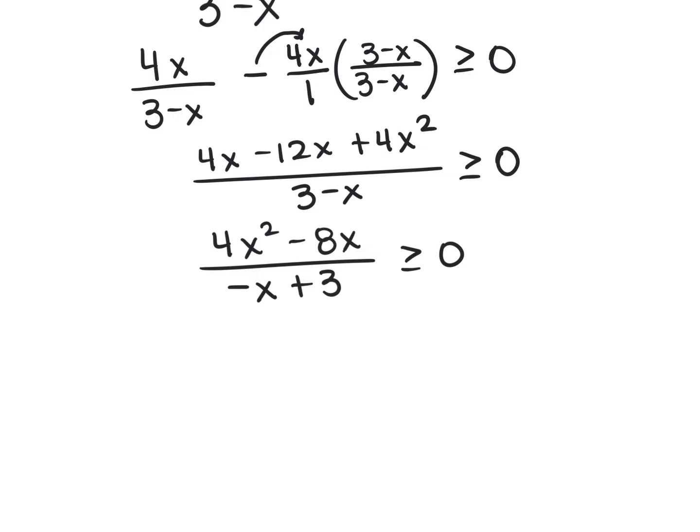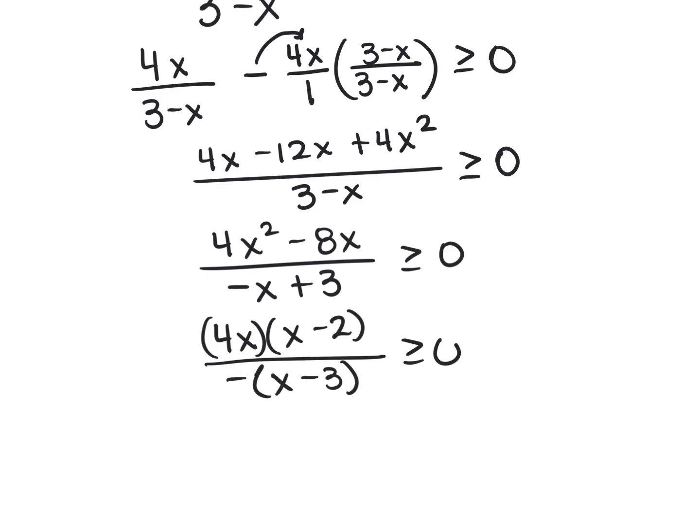And at this stage, I can factor the numerator. I'm going to factor out a 4x. So this leaves me with x minus 2 in the top. So I have two different factors here. And then in the bottom, I have a negative, and then this is going to leave me with x minus 3, greater than or equal to 0.